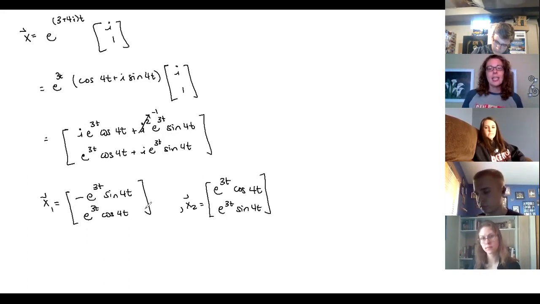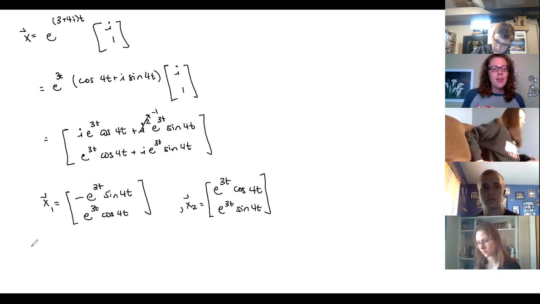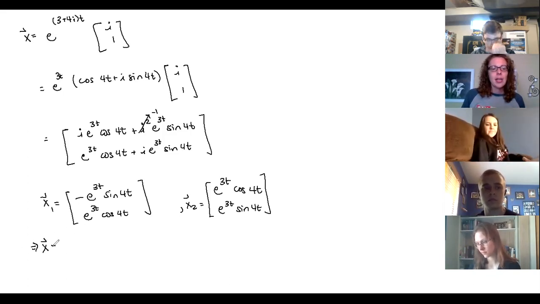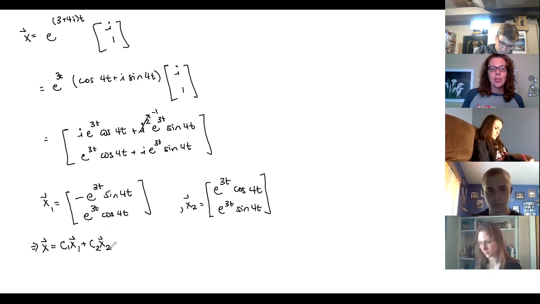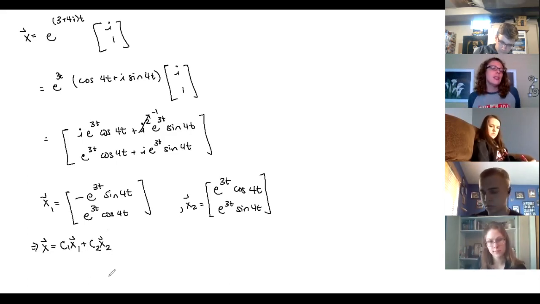Those are particular solutions. They don't have any unspecified constants in them, and therefore I can write my final general solution vector x as c1 vector x1 plus c2 vector x2. Final answer: x as c1 vector x1 plus c2 vector x2.